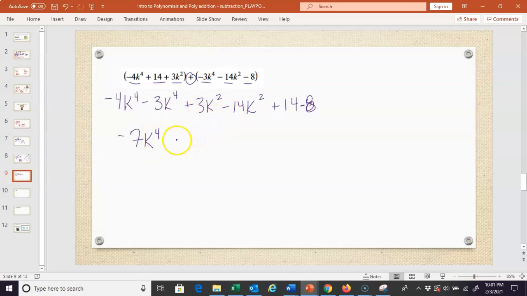3 minus 14 is negative 11. And then 14 minus 8 is 6, right? Yes. Okay, cool. Now we're in descending order. That's nice. Very helpful. This is a trinomial.